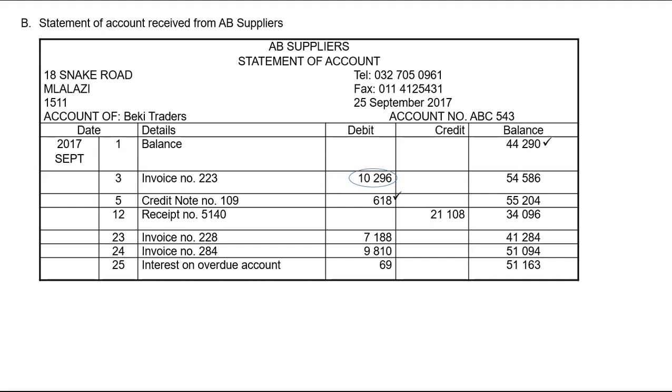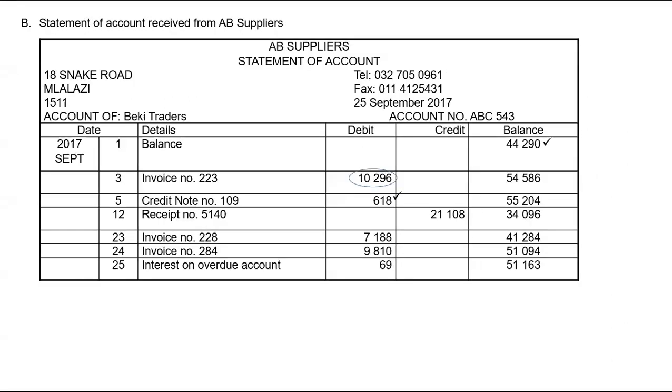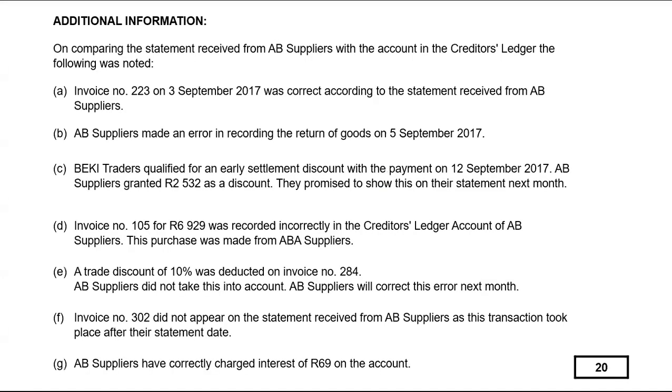I'm just going to go to the differences as a matter of fact, okay? By now, you should have compared the two. The ones that are the same, you just tick them. The ones that are not the same, you just circle them, right? And you'll do the same when you compare with the statement of account. The ones that are the same, you tick them. The ones that are not the same, you just circle them. Now, let's read why we have these differences.